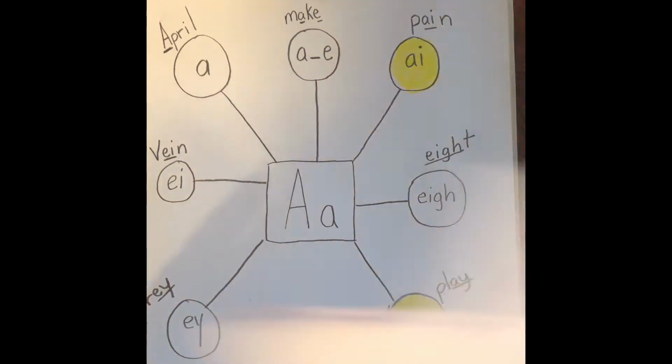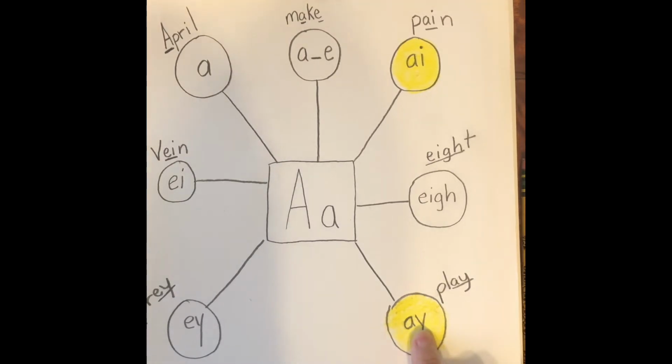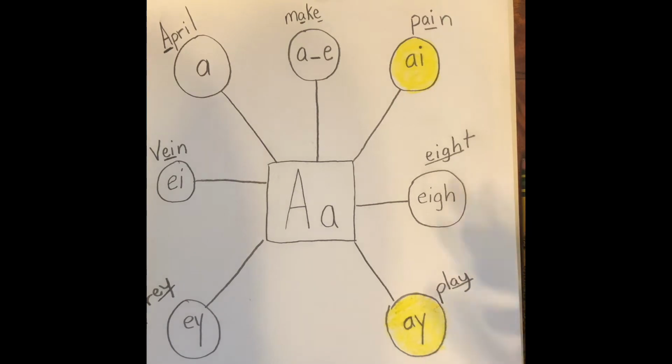So let's just review what we have done so far. We have covered the sound A, which is the long A sound, by looking at two common patterns. The AY pattern, which can be in the middle of a word, but it's often shown at the end of a word, like in play. And we have covered the AI pattern, as in pain. They both say A.